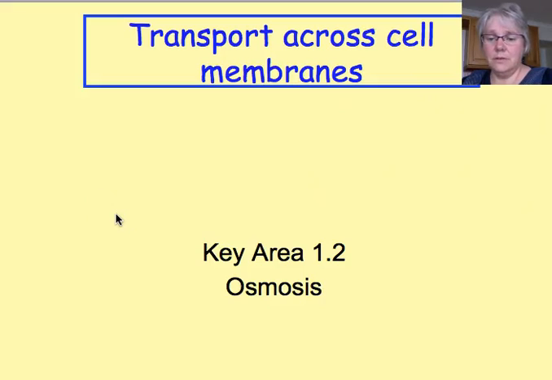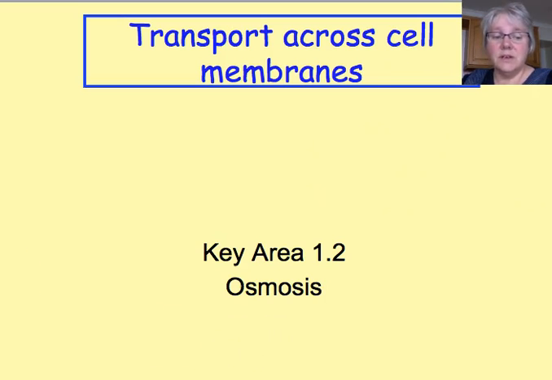Okay, welcome to this third video in the key area 1-2. You've already had a look at the fluid mosaic model of the membrane, and then you've looked at the process of diffusion, where substances can get in and out of a cell by passive transport. And in this key area here, we're going to have a look at another type of transport in and out of a cell, and it's called osmosis.